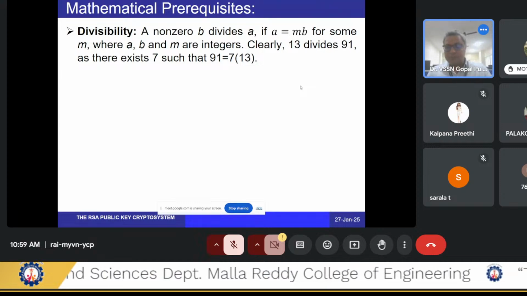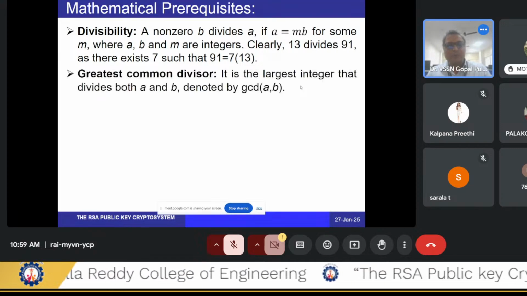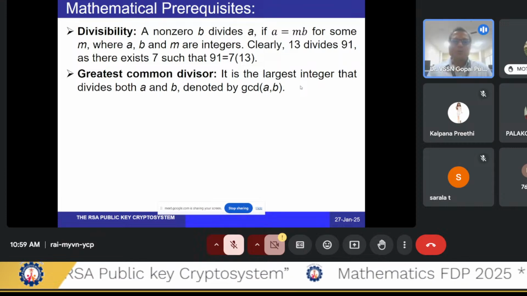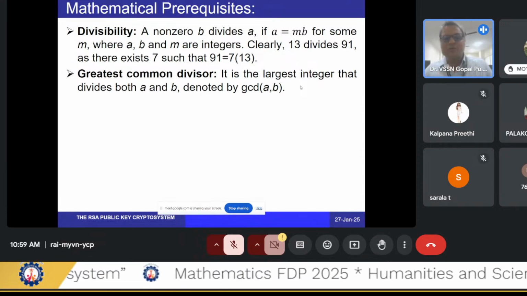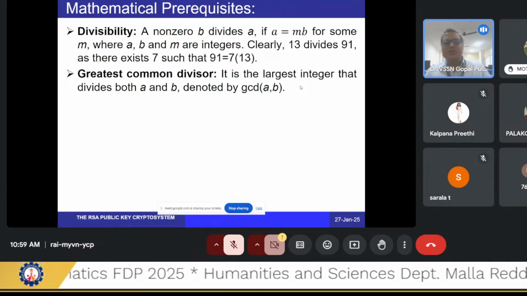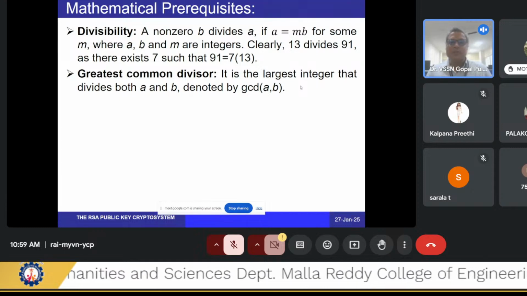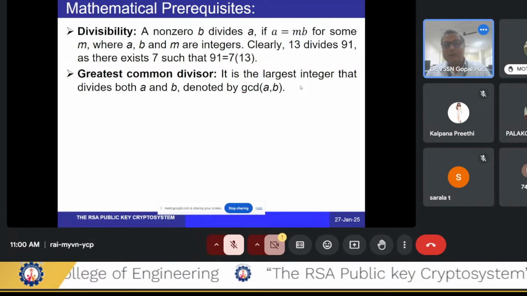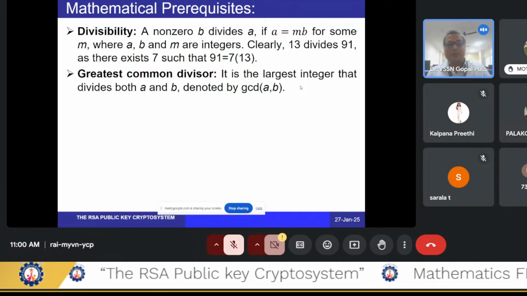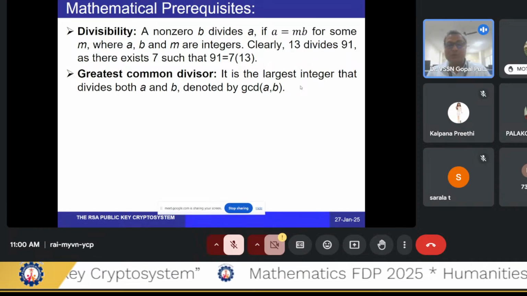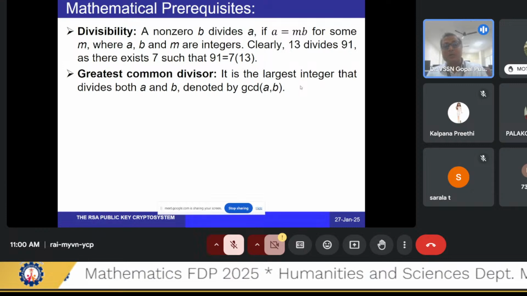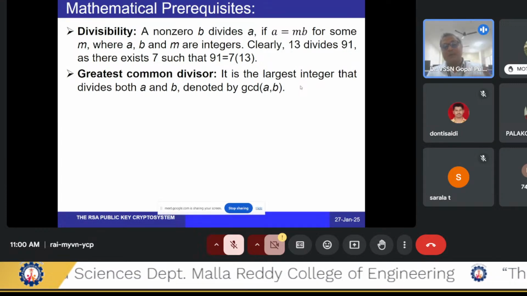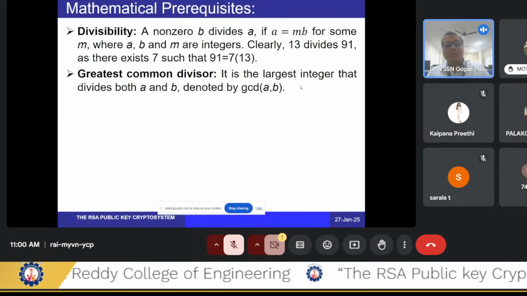Let us move on to the next one: the greatest common divisor. This is also not new to many. It is the largest integer which divides both a and b. Usually we represent this by GCD of a, b. This concept of GCD plays a crucial role in the cryptosystem we are going to talk about today.